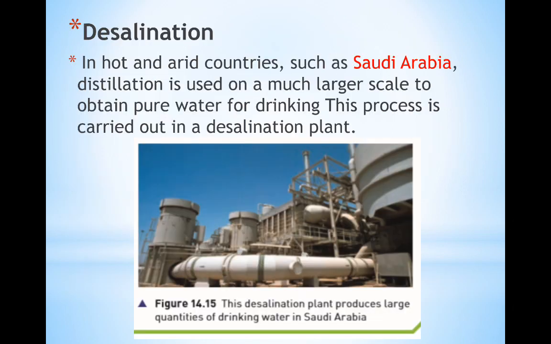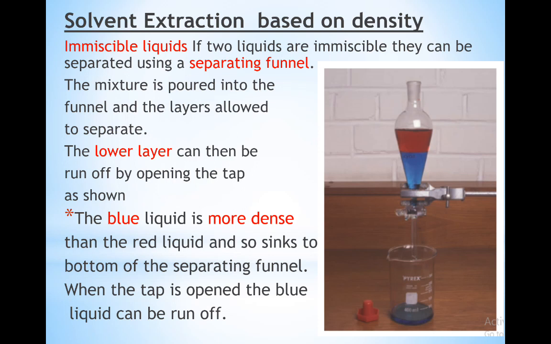Desalination. Now, what is desalination? In hot and arid countries such as Saudi Arabia, distillation is used on a much larger scale to obtain pure water for drinking. This process is carried out in a desalination plant. This desalination plant produces large quantities of drinking water in Saudi Arabia.